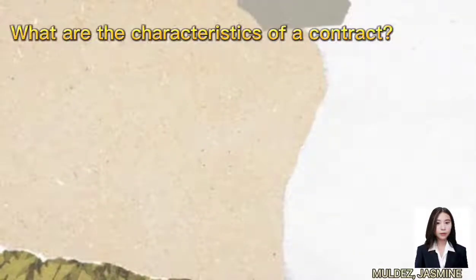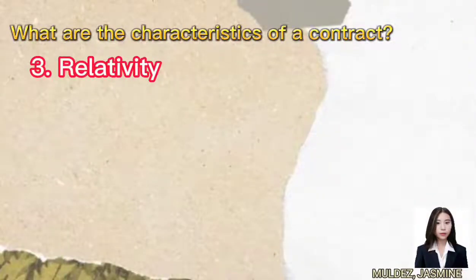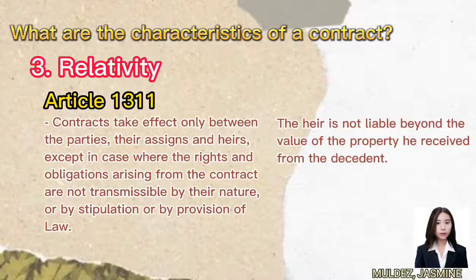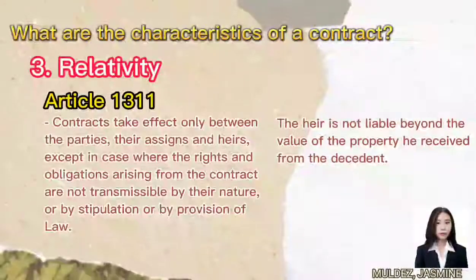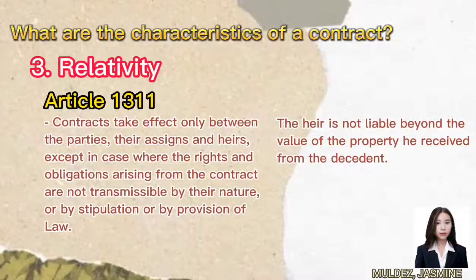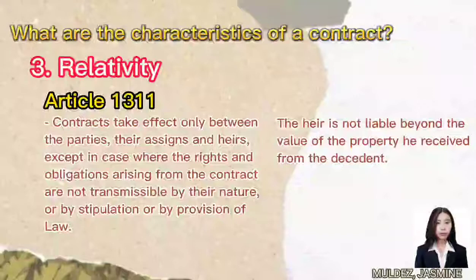The third characteristic of a contract is relativity. According to Article 1311, sinasabi sa relativity, ang kontrata ay nag-e-exist lang between sa parties. Ibig sabihin, anuman ang benefits or consequences ng kontrata ay involved dun ang dalawang parties na iyon or yung mga naka-assign nila or heirs in case na may mawala o mamatay sa dalawang parties, sasaluhin nila yung utang nung descendant.